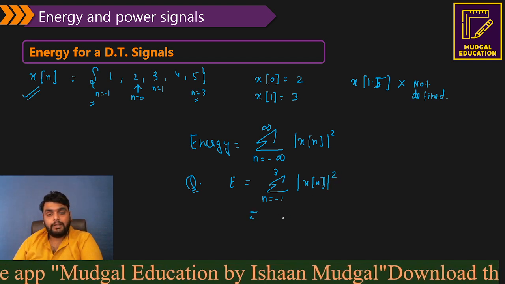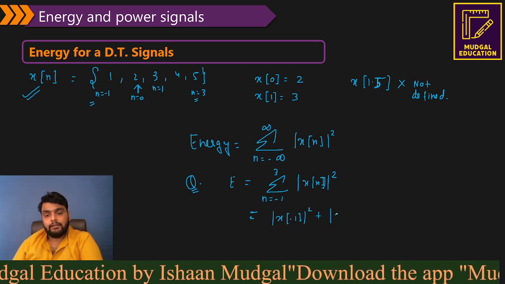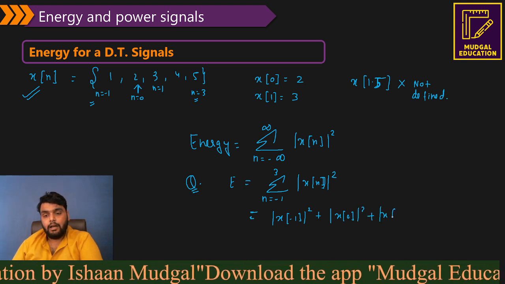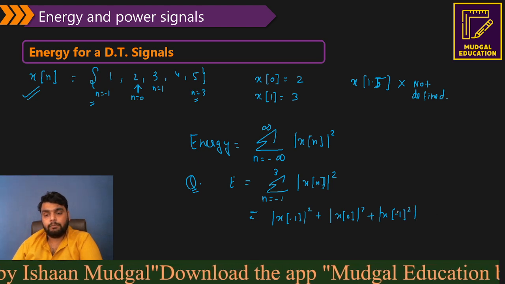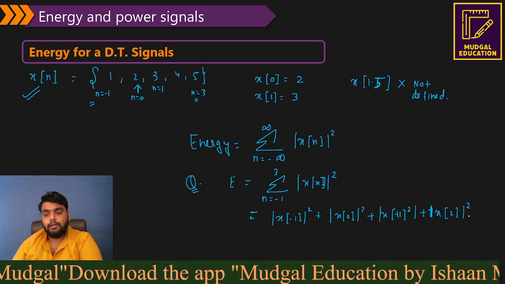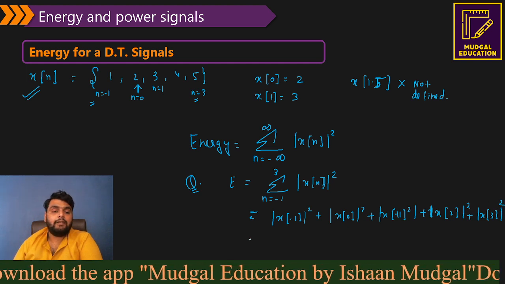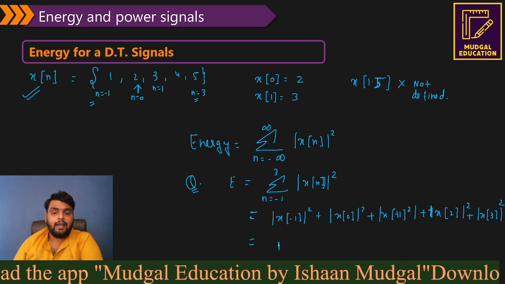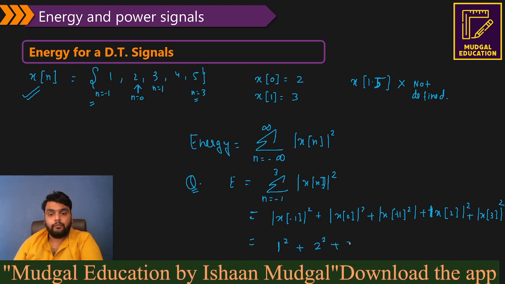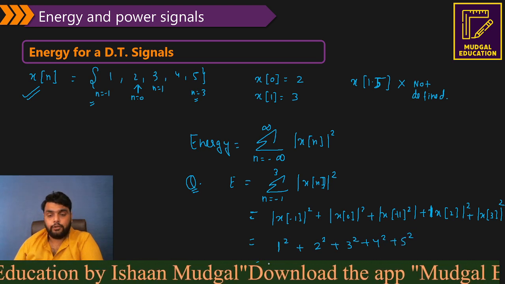So if I open the summation, it becomes x[-1] whole square plus x[0] whole square, then x[1] whole square, sorry, plus, then x[2] whole square, and finally x[3] whole square. So we just need to square each and every magnitude of a discrete signal and add them. Simple concept. Finish. So this will be the energy of the given signal I have shown you here.